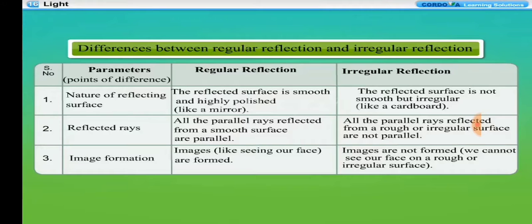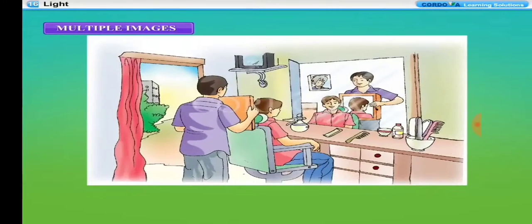Irregular reflection: the reflecting surface is not smooth but irregular, like a cardboard. All the parallel rays reflected from a rough or irregular surface are not parallel. Images are not formed. We cannot see our face on a rough or irregular surface. Multiple images.